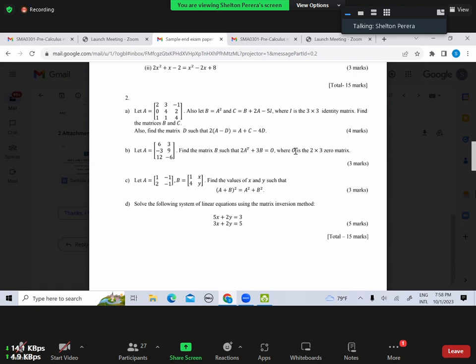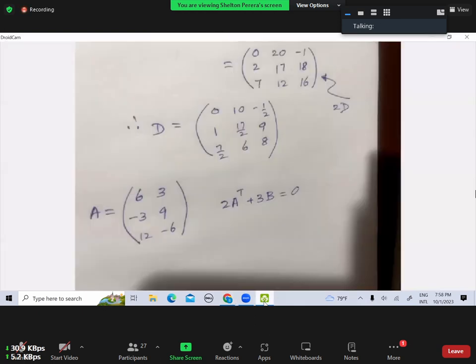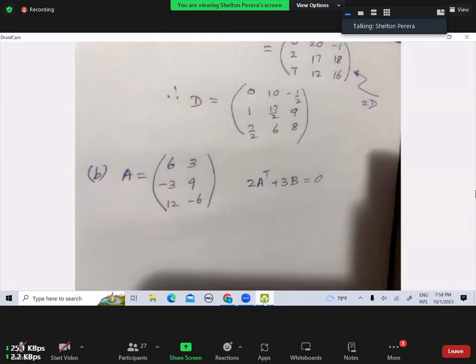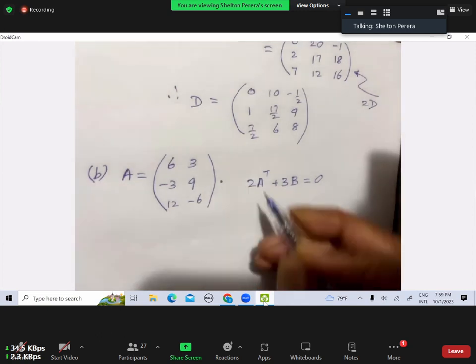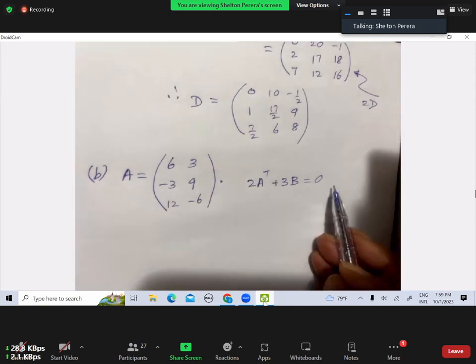How do I find B? The other side is 0 matrix, no? So just throw 2A to the other side. 3B is equal to 2A transpose. It's a 2-minute problem. A is given. A is now not the previous A. It's a new part. A is given to be this matrix. Find B such that this equation is satisfied.